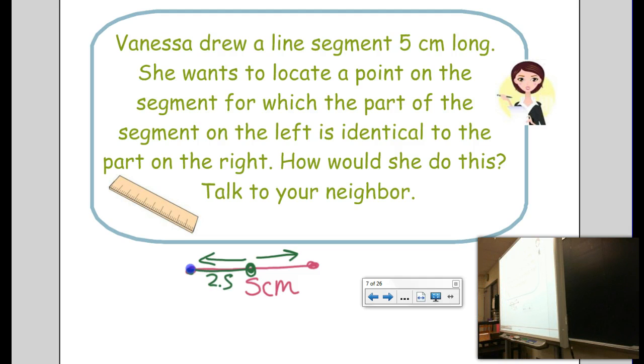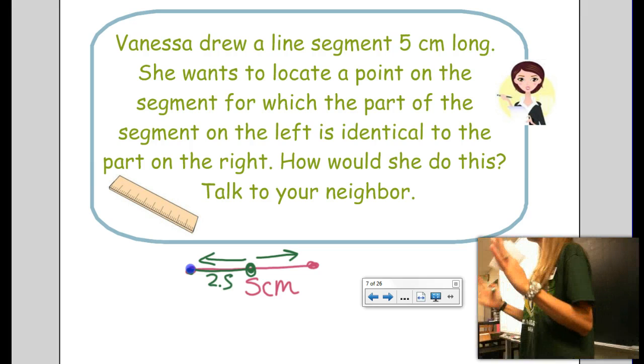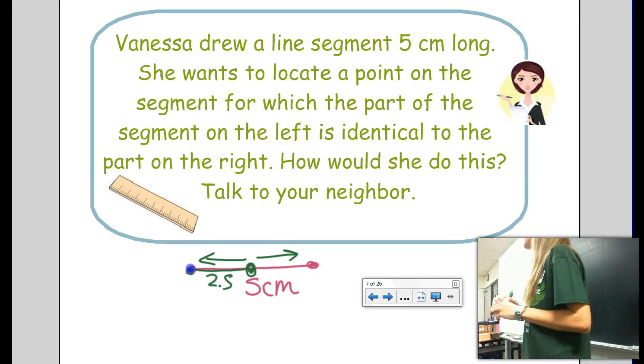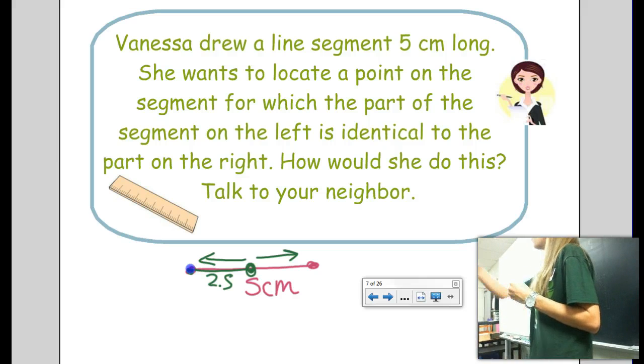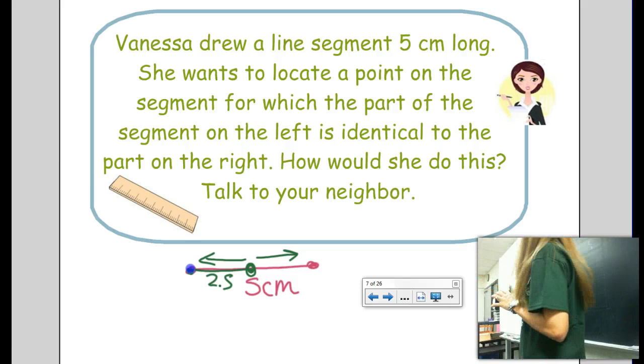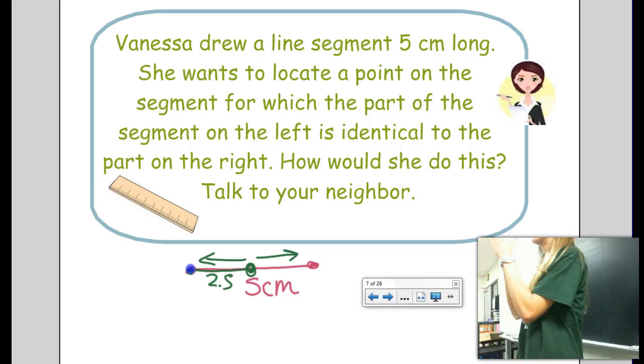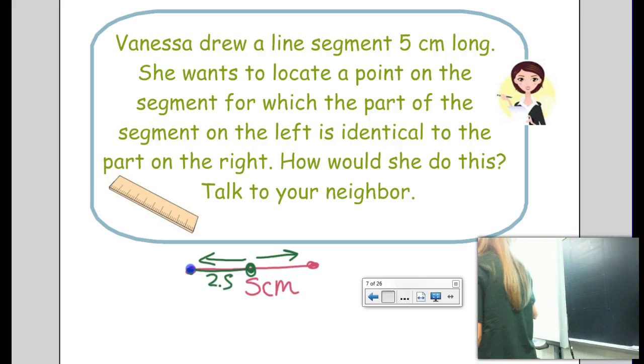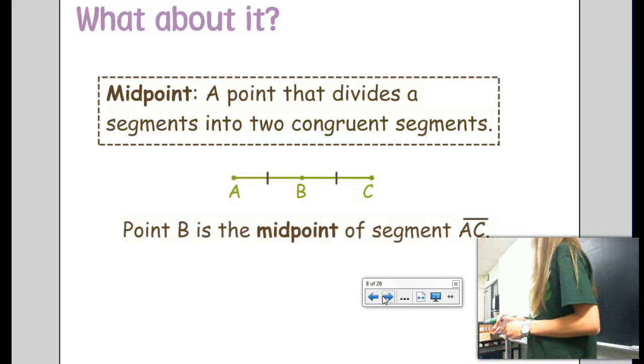What if you don't have a ruler? She's got a segment, it's 5 centimeters, and I don't have a ruler. How could you find the midpoint of a segment without a ruler? Diana: fold it in half. Very good. You could fold it in half, make the end point touch the end point, and that would be finding the middle, the midpoint.